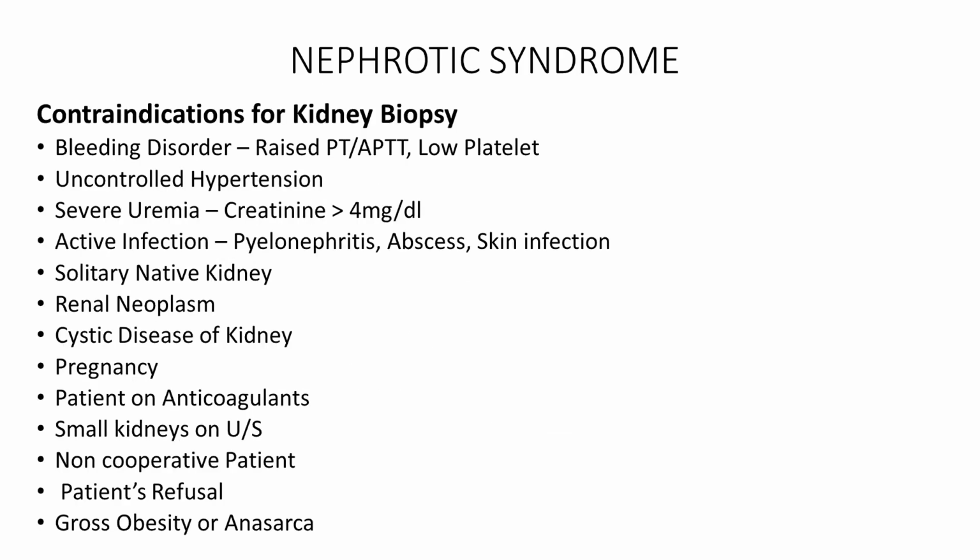Now, what are the contraindications of kidney biopsy? Bleeding disorder, as I have already told, PT and APTT are deranged or the platelet count is low. In that situation, kidney biopsy cannot be performed. Uncontrolled hypertension, you cannot do a kidney biopsy. In severe uremia, when the creatinine is more than 4, first you have to dialyze the patient and then you have to do the biopsy. If there is an active infection like pyelonephritis, abscess, skin infection or pneumonia, you have to first treat that infection and then do a kidney biopsy.